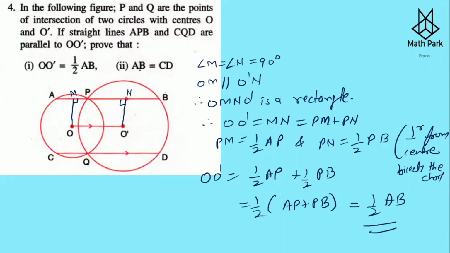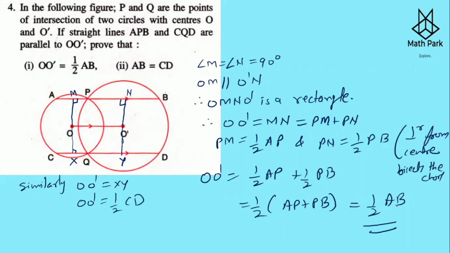Now for the second part, you are asked to prove AB is equal to CD. So we can drop the perpendiculars from here, and let us say that OX is perpendicular to CQ and O dash Y is perpendicular to QD. Similarly, we need not prove that, we have OO dash is equal to XY, and in the same way we will be able to prove OO dash is equal to half of CD.